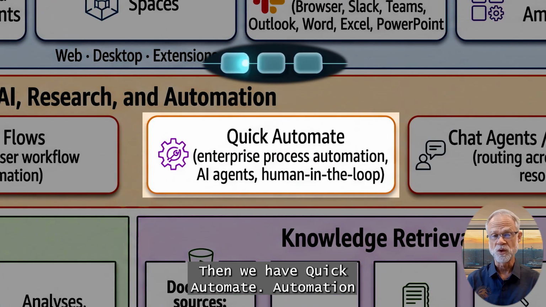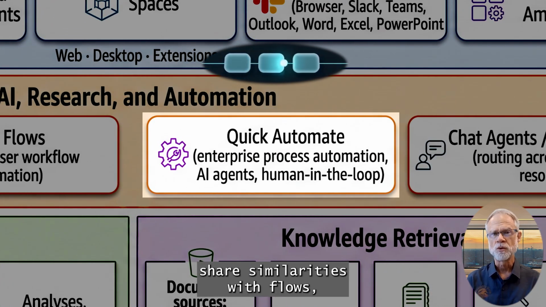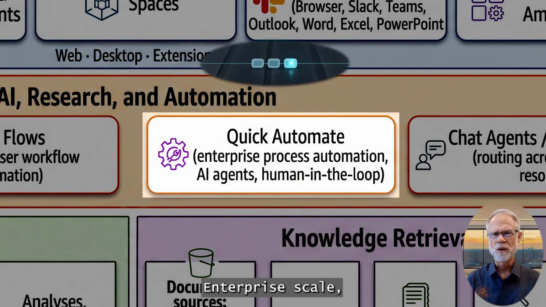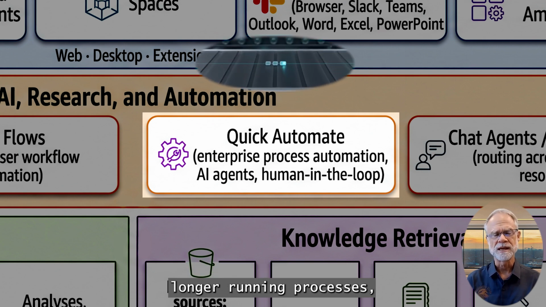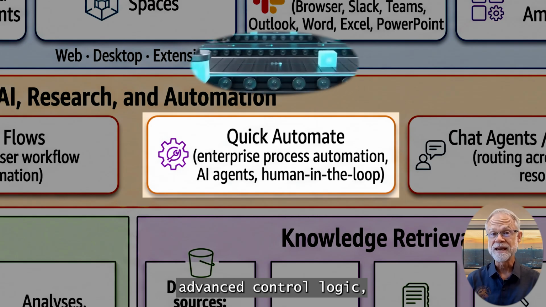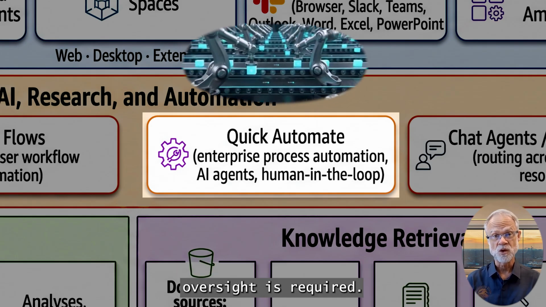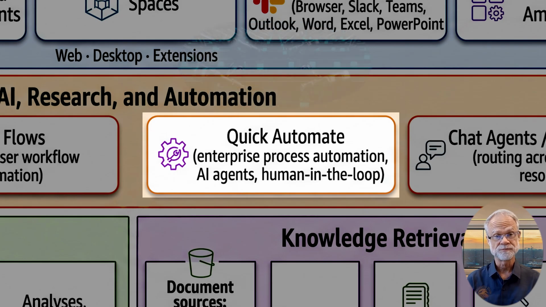Then we have Quick Automate. Automation shares similarities with flows, but it's the heavier path. Enterprise scale, longer running processes, advanced control logic, AI agents, and human-in-the-loop review when oversight is required.